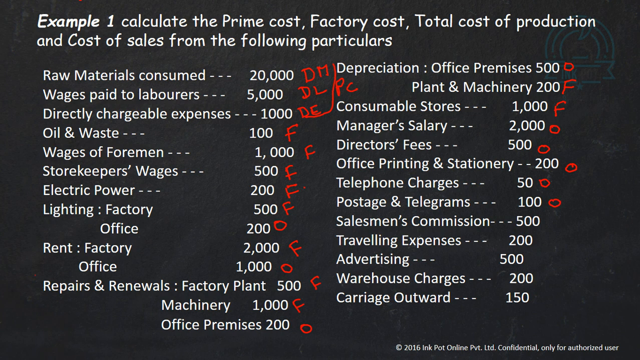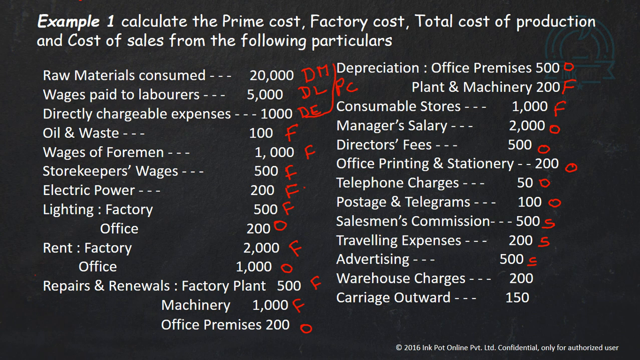Salesman commission. Salesman is there at the time of selling and distribution of goods, so it is a selling and distribution expense. Traveling expenses means traveling expenses of salesman, so it is again a selling and distribution expense. Advertising is done at the time of sales, so it is a selling and distribution overhead.